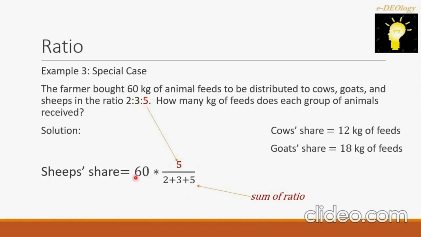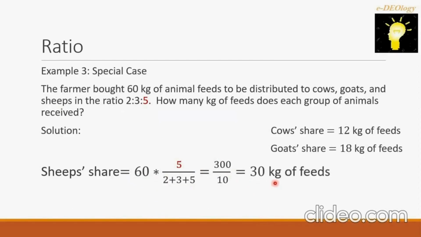Then we will simplify. We will multiply the 60 by 5. We will get 300 all over the sum of these numbers, which is 10. So we will divide 300 by 10, which is equal to 30, or 30 kilograms of feeds.